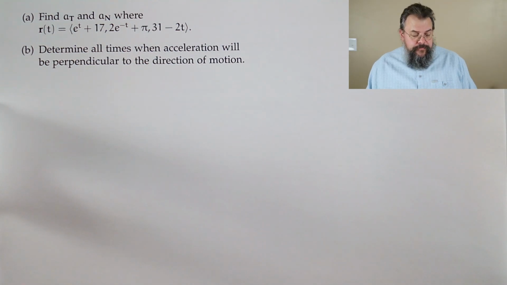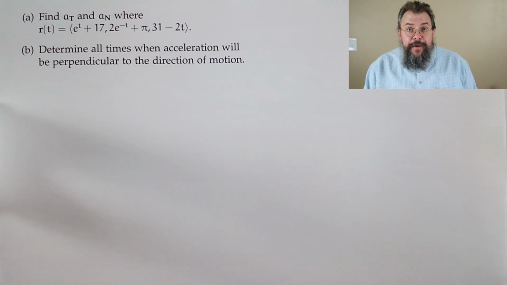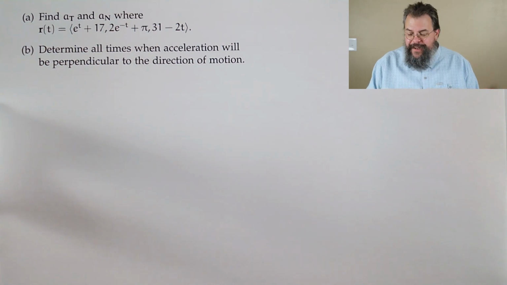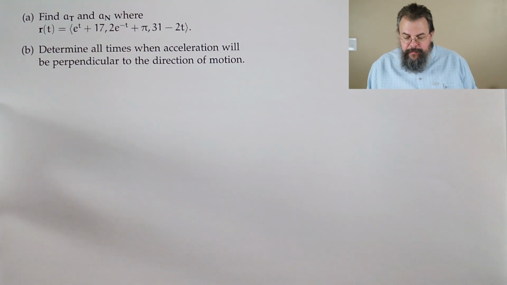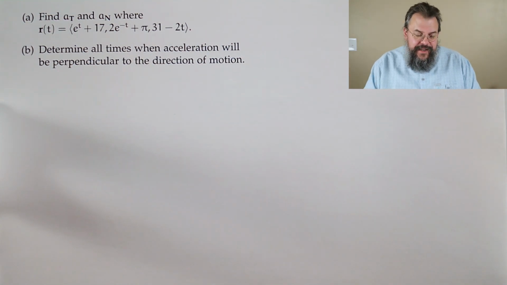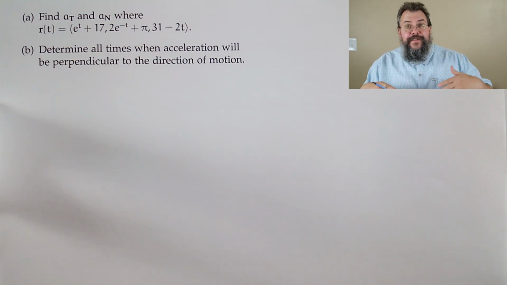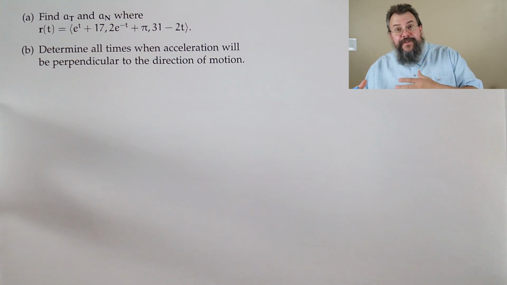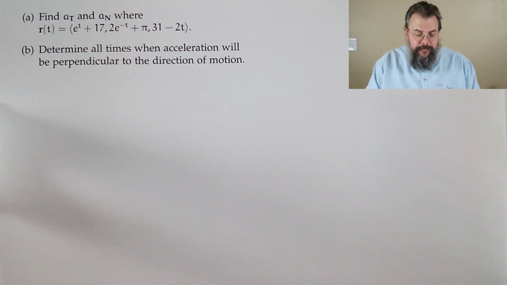Okay, so there's two parts, parts A and B. And we can talk about part B once we finish part A. So hopefully by the time we finish part A, we'll be like, aha, and part B is not so bad now. So let's start with our a sub T and a sub N. Again, let's do it both ways. In other words, geometric and algebraic.